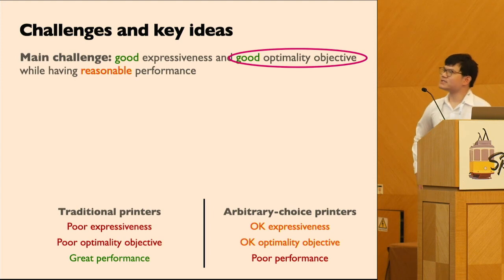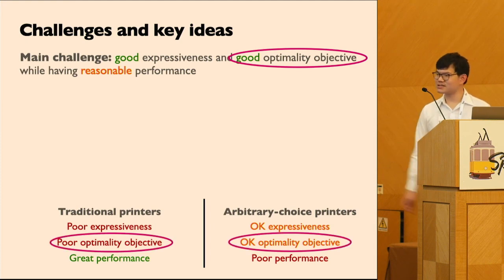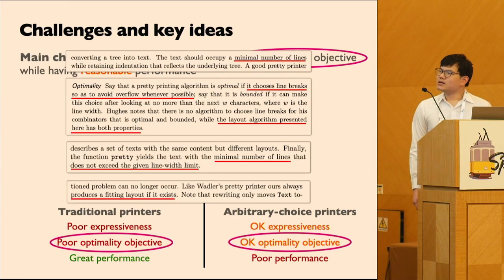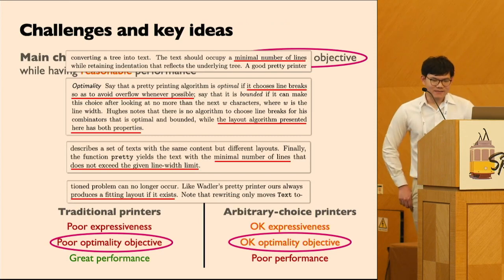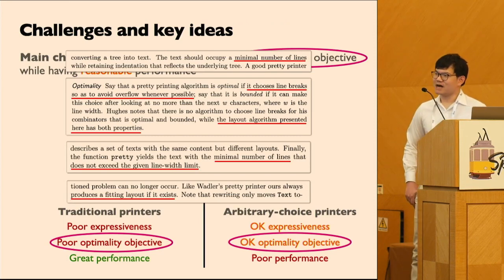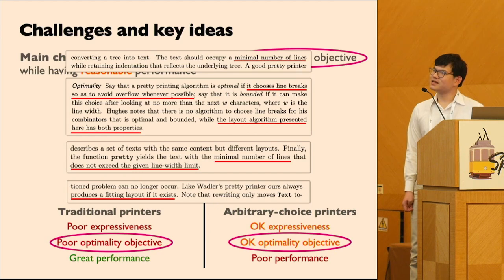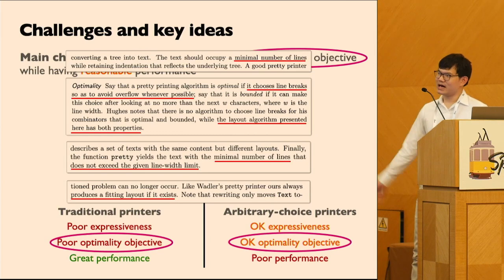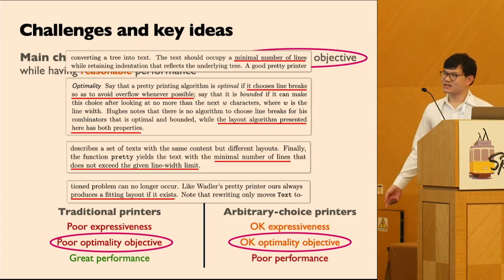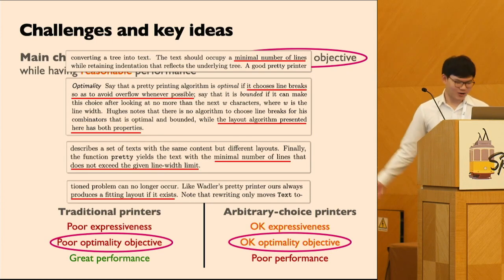All right, the next bit is that we want to have a good optimality objective, right? So again, let's try to learn from other printers. The traditional printers has poor optimality objective, and this might come as a surprise if you are familiar with the pretty printing literature, because they say otherwise. If you read some papers, they will say that the traditional printers can output a layout that minimizes the number of lines, and it does not exceed the page width limit whenever possible. But that is wrong. Here's a counterexample.